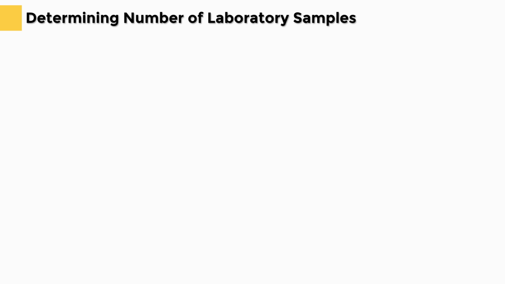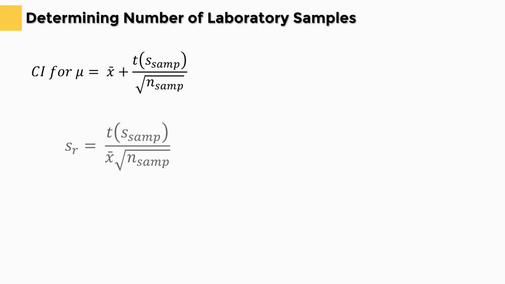This time, we should consider the number of samples to be collected in developing a sampling plan. If the results from an analysis of samples are normally distributed, then the confidence interval for the sampling error is given as this. Dividing the last term by the mean value, we can calculate the relative uncertainty that is tolerable at a given confidence level. And solving for n sub samp, we obtain the number of samples as this.